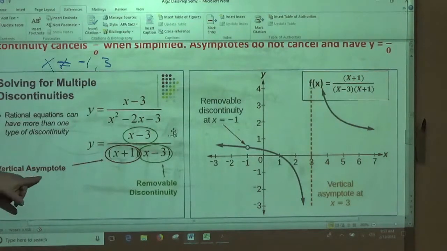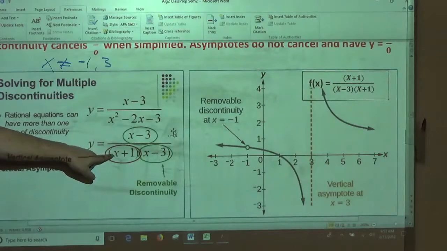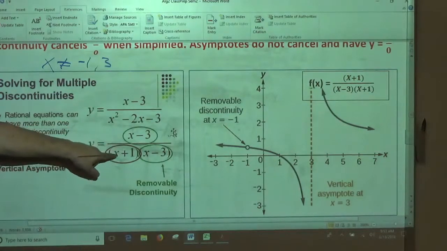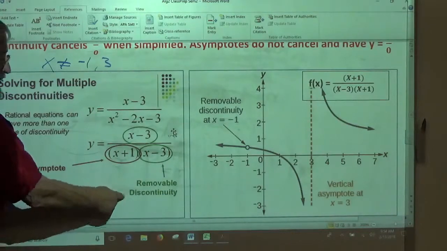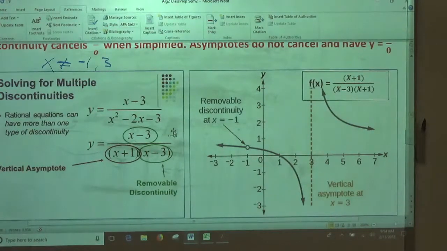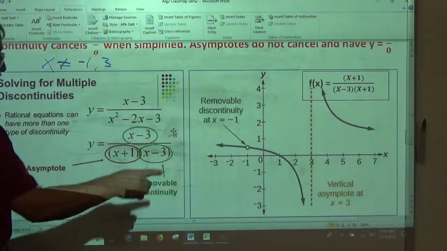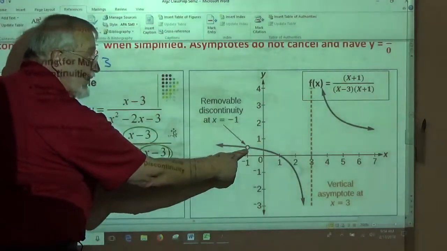So here, the vertical asymptote will be where the denominator has a binomial, but there's no binomial in the numerator. If there's one in each, they'll cancel, so they'll simplify, and it will become what's commonly called a hole, H-O-L-E. And they call it a what? Removable discontinuity. But it's a hole in the graph. So here is the hole in the graph.